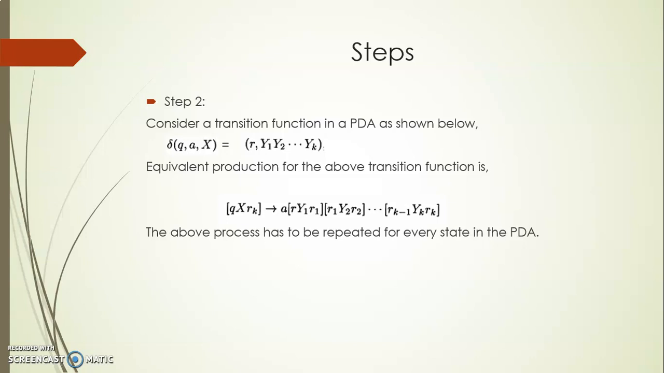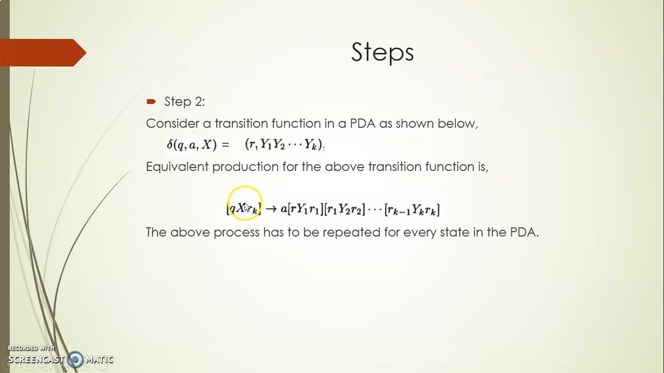We'll assume that the transition δ(q, a, x) = (r, y1 y2 ... yk) is the given transition function. So here the equivalent grammar production for this transition can be written as given below. So q is taken from here, and x is nothing but the top of the stack.